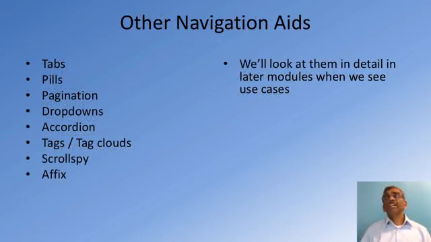A typical front-end UI framework provides many other ways of providing navigation on your web pages. These include tabs, pills, pagination, drop-downs, accordions, tags, and scrollspy and affix. We will look at some of these in a bit more detail as we go through the various lessons in the modules that follow this particular lesson.